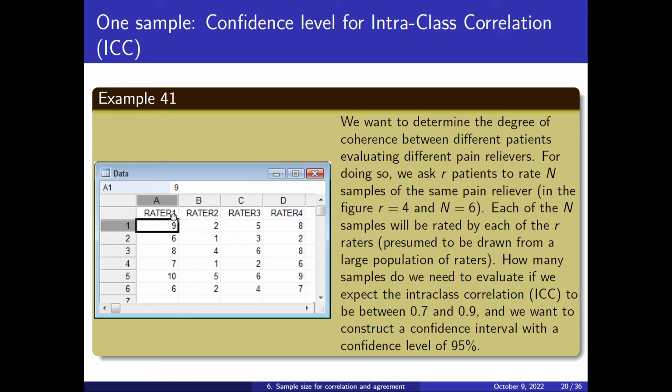You will estimate the intra-class correlation from this set of measurements, this set of measurements, this set of measurements, and so on. You expect the intra-class correlation to be between 0.7 and 0.9, a relatively high intra-class correlation, and you want to construct a confidence interval with a confidence level of 95%.